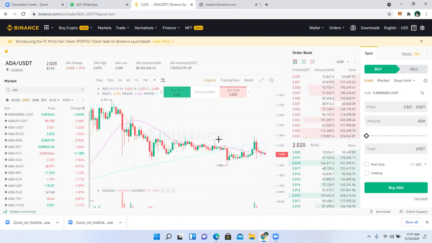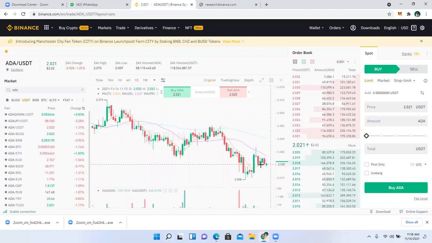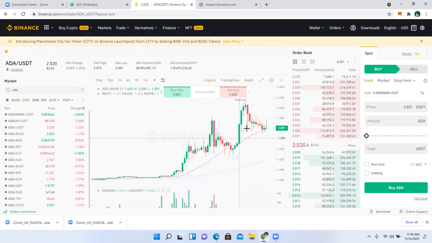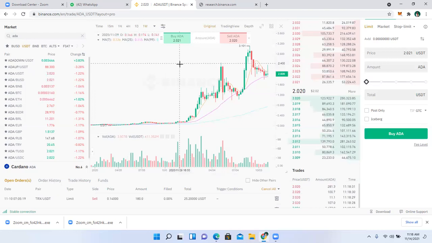This is set for 1 day, so each candlestick here means 1 day. I can set it for 1 hour. If I click on 1 hour here, each candlestick means 1 hour. I can set it for 15 minutes if I want, and then each candlestick means 15 minutes. I can set it for 1 week, and each candlestick here means 1 week. And on it goes. So this is just used for technical analysis and so on.